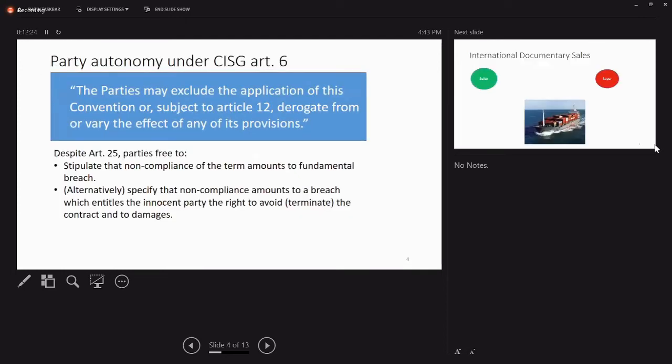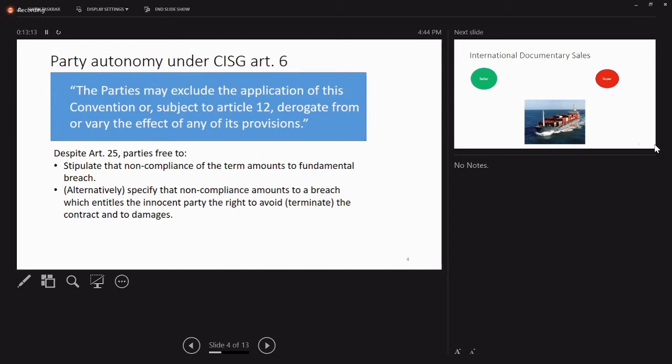Now, as has been pointed out in earlier presentations, the notion of party autonomy is very important in the CISG. So Article 6 allows one to either exclude the application of the convention altogether or to vary any of these provisions, right? Now, if parties desire to use their former terms, which were designated as conditions, as continuing to apply as such so that they have a right to termination, they now will need under the CISG regime to more clearly stipulate that a non-compliance of the term amounts to a fundamental breach under Article 25 of the CISG.